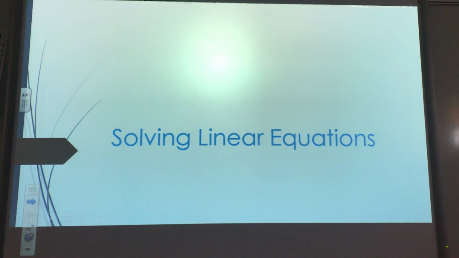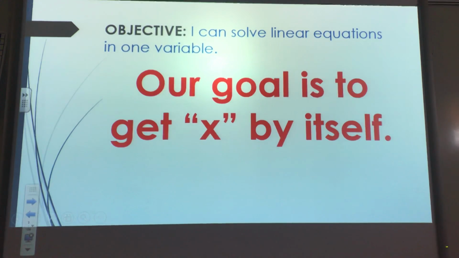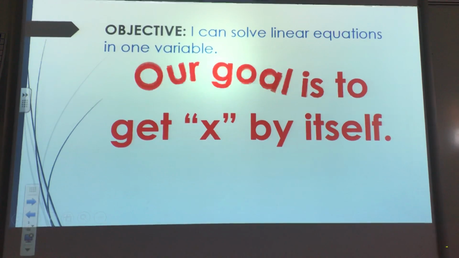Solving linear equations. Today we're going to get started with solving equations by practicing how to solve one-step equations. So our objective today is I can solve linear equations in one variable. Our goal is to get x by itself.